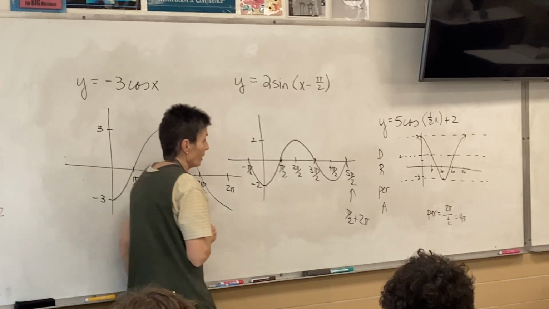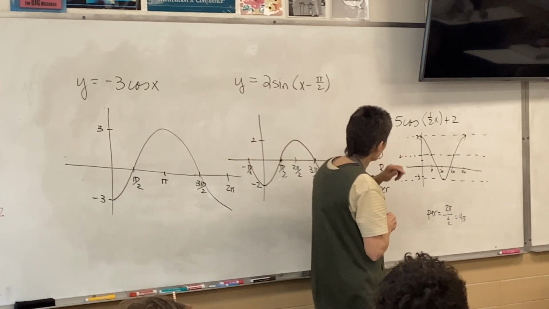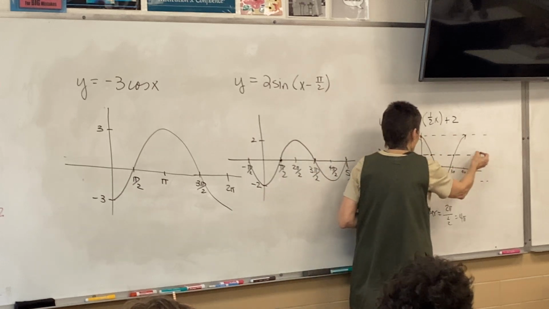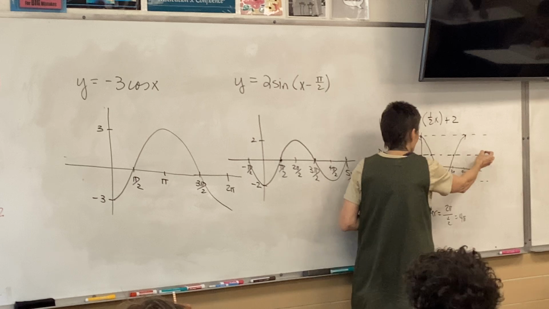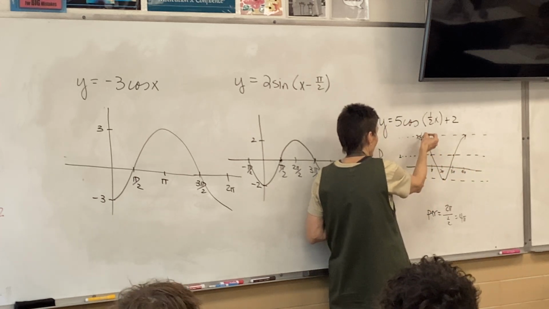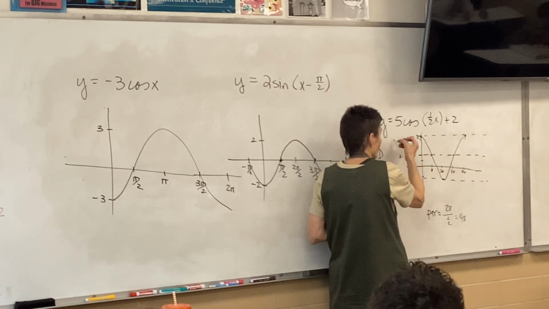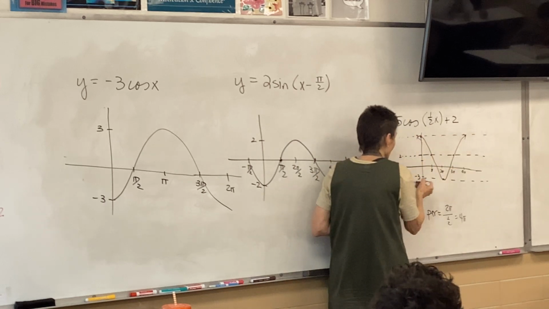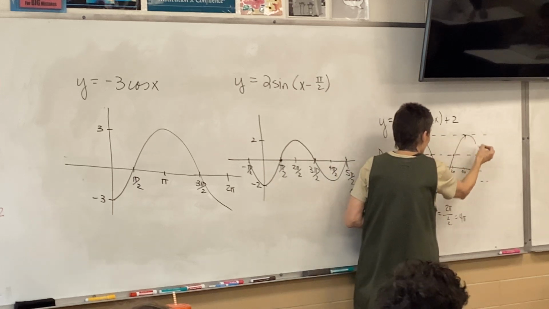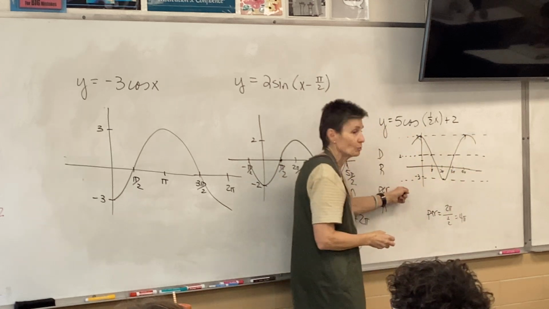Now the next one, I actually graphed for you. Let's talk about this. First of all, everything's raised up too, so I went ahead and put my midline in here. And then my amplitude's 5, so I went up 5 and down 5. These are totally not necessary, but I went ahead and put in some lines there because I know my curve, whatever it looks like, it's gonna be bouncing back and forth between these two lines.